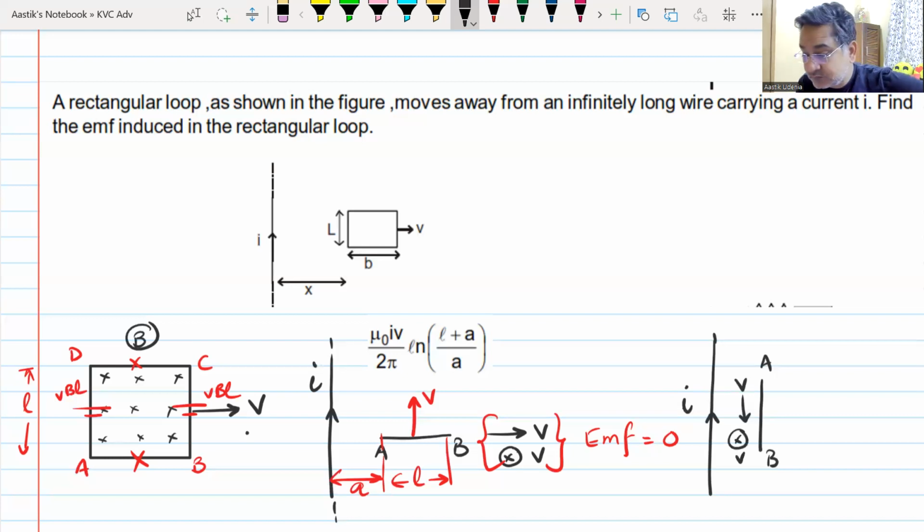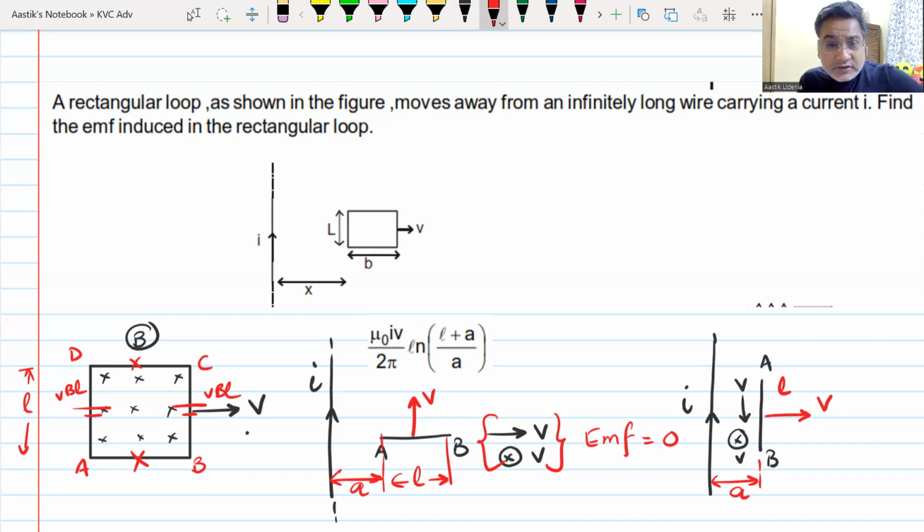Why 0? The velocity is parallel or anti-parallel to the length. If I move it inside like this, then 0, sir. Why 0? It's parallel to the length. Only in one case will you have an EMF, when this moves like this. If I say that the distance here is A and the length of this wire is L, can you tell me what will be the induced EMF across the ends in this case?